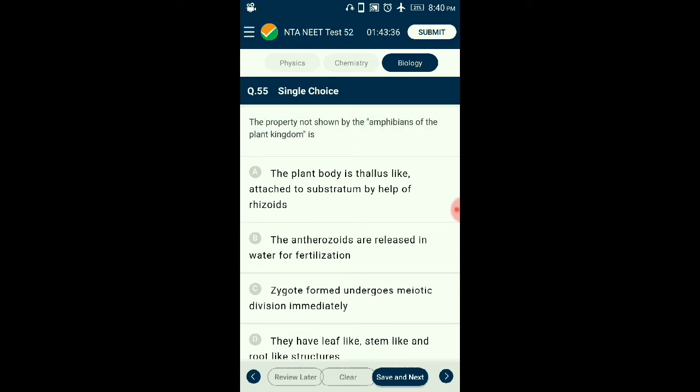It undergoes mitosis to form sporophyte, which is attached to gametophyte. So the answer for this question is option C. Zygote formed undergoes meiotic division immediately. So that is not shown by amphibians of the plant kingdom.